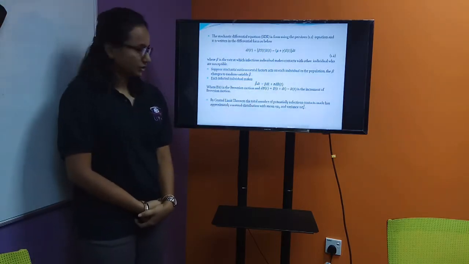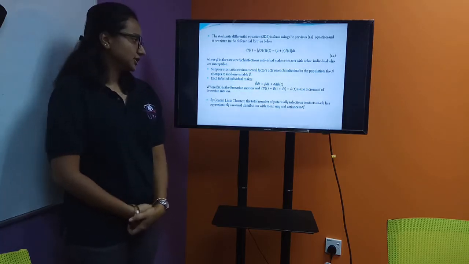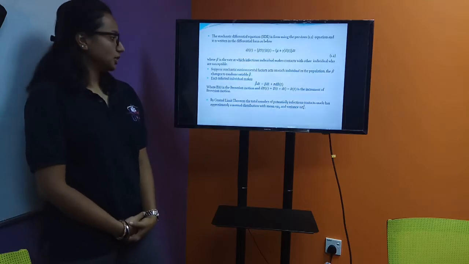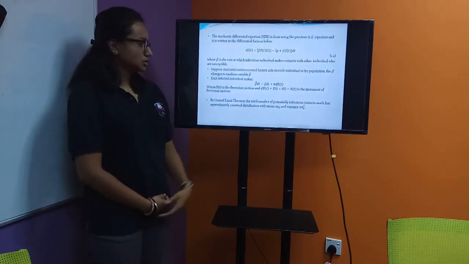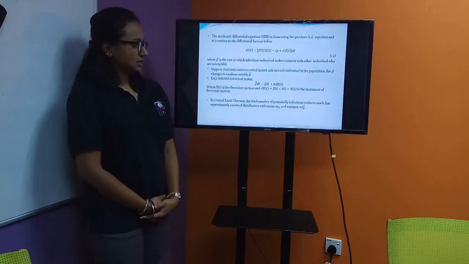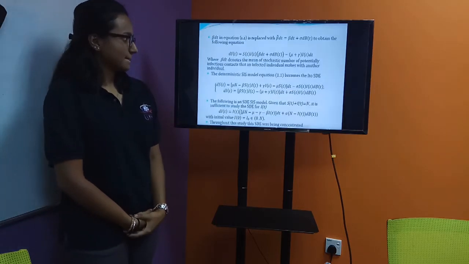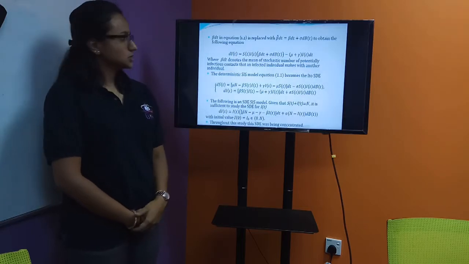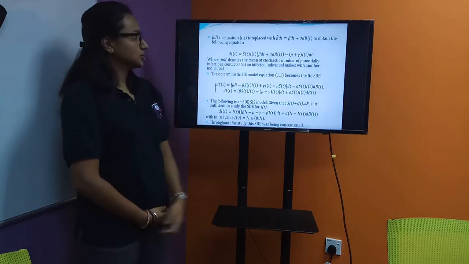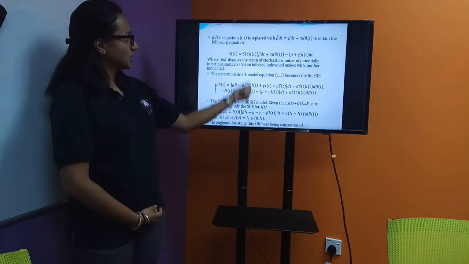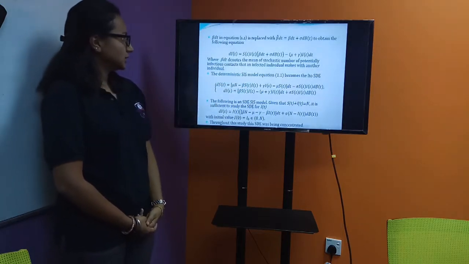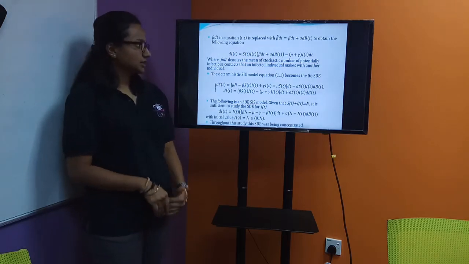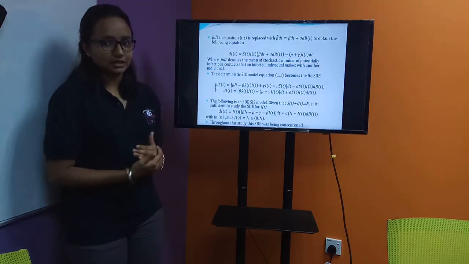By the central limit theorem, the total number of potentially infectious contacts made has approximately a normal distribution with mean n mu naught and variance n sigma squared. Beta in the previous equation is replaced with this expression to obtain the following one, where it denotes the mean of the stochastic number of potentially infectious contacts, that is, an infected individual makes contact with another infected individual.